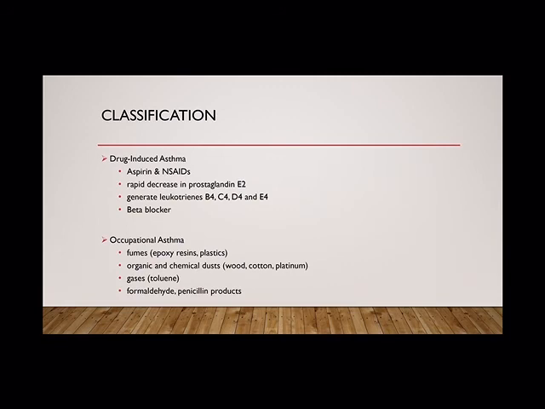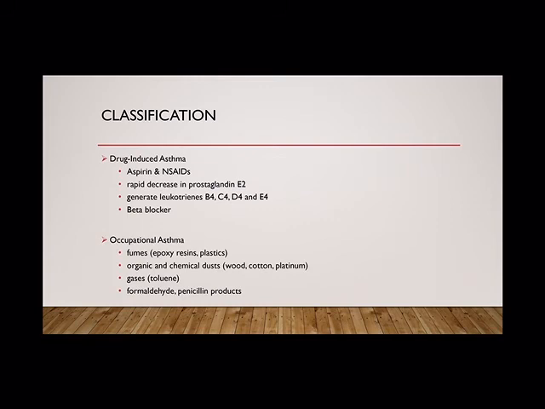Next is your drug-induced asthma. This is not a common one, it's very uncommon. But how it happens is basically aspirin and other NSAIDs. These are the common etiology for your drug-induced asthma. Basically, aspirin and other NSAIDs, that is your COX inhibitors, inhibit the cyclooxygenase pathway. So there is a decrease in prostaglandin E2 production. But at the same time, all your arachidonic acid will be channelized into the lipooxygenase pathway.